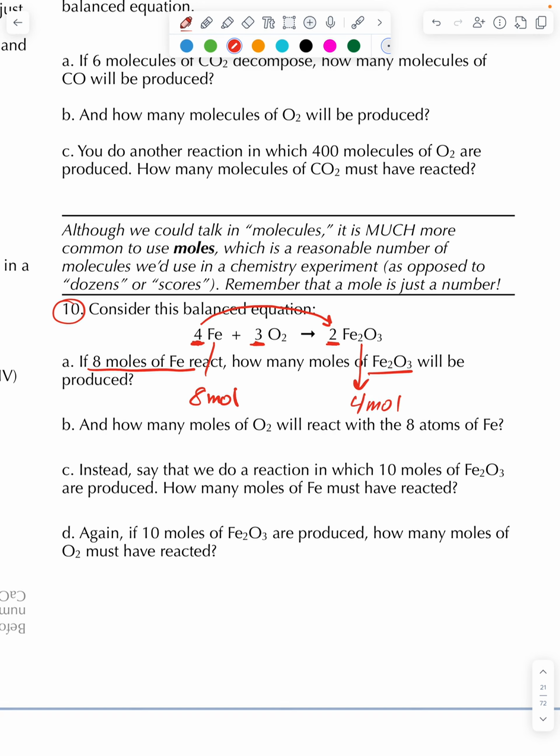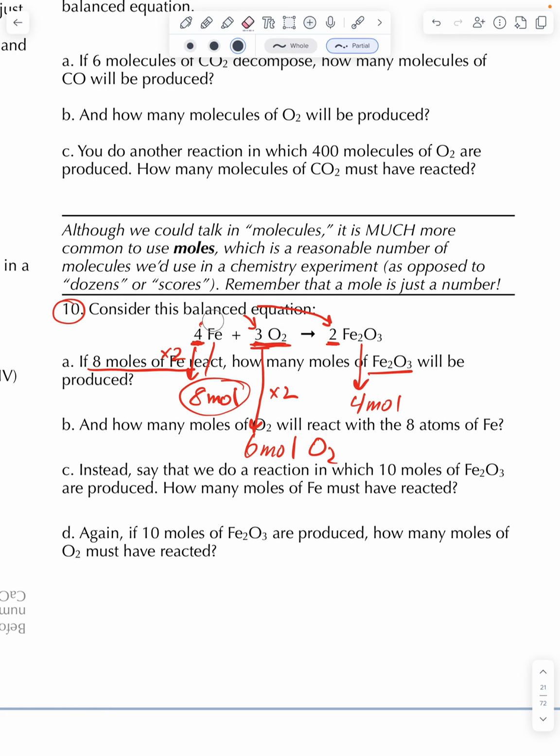I hope that makes sense. And if we react 8 moles of iron, how many moles of O2 will react with it? Well, notice that we react 3/4 as many O2s as we react of Fe. So we're going to use 6 moles of O2. Now, a way a lot of people do this, which isn't always the best, is notice that we're reacting 8 moles, which is 2 times bigger than the coefficient, right? So we're going to need 2 times more O2 than the coefficient. Again, not always the best way to think about it, but it'll get you by.